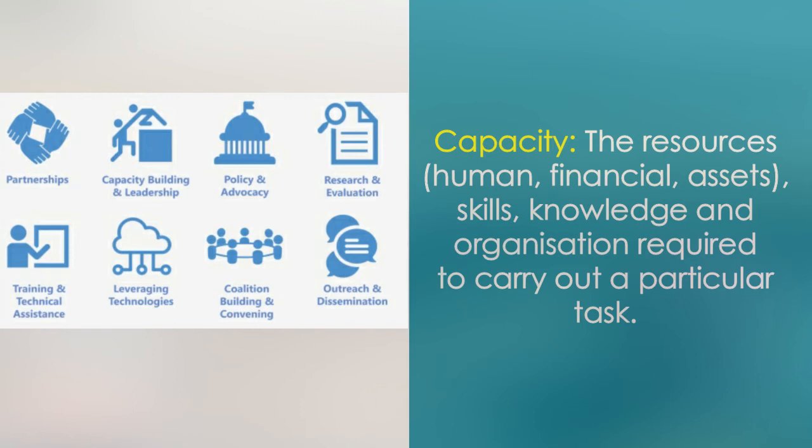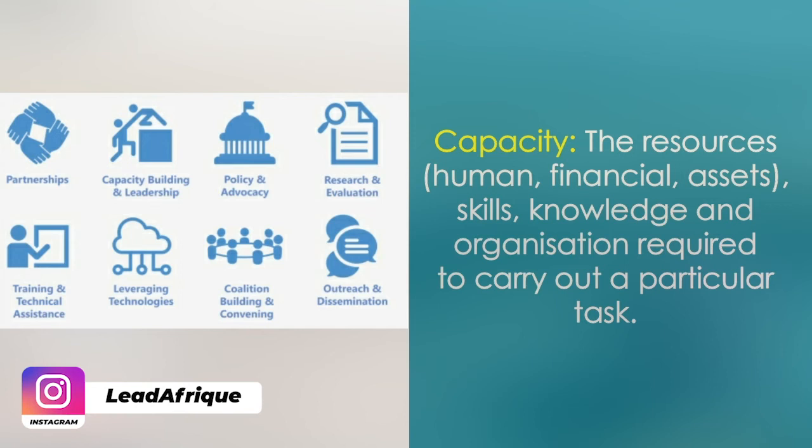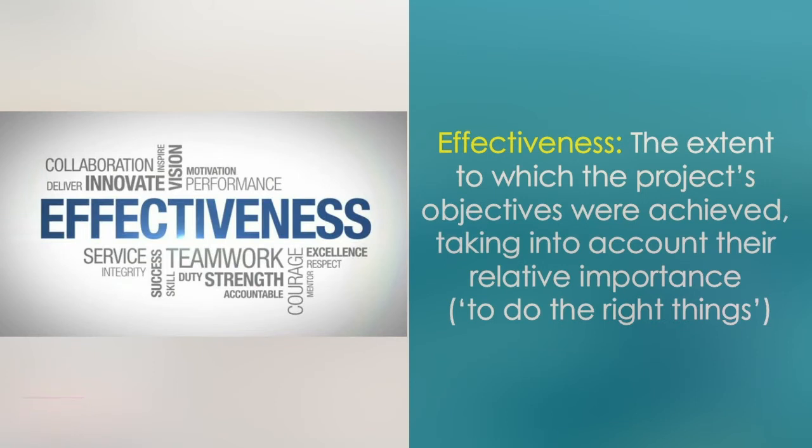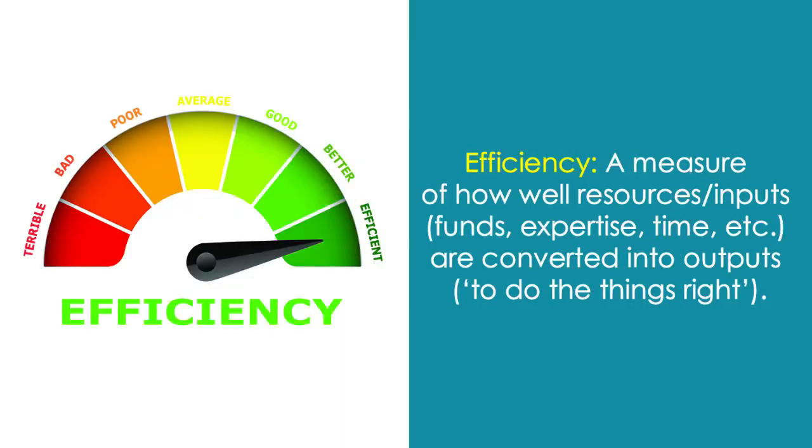Capacity. The resources, be it human, financial assets, skills, knowledge, and organization required to carry out a particular task. Effectiveness, the extent to which the project's objectives were achieved, taking into account their relative importance, to do the right things. Efficiency, a measure of how well resources, inputs, which are funds, expertise, time, etc., are converted into outputs, which is to do the things right.